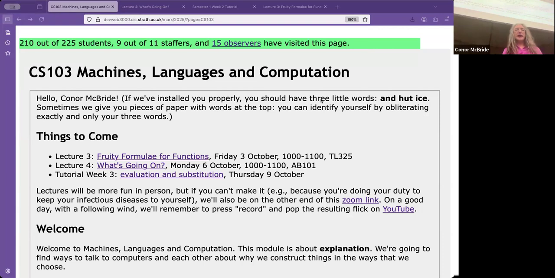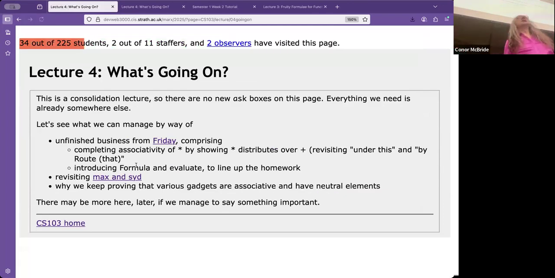We're basically going to pick up from the cliffhanger. I've got a page for this lecture. What's going on? Actually, when I first typed that, I mistyped it. What's going on? Because I was sort of channeling the Buddhist in my soul.